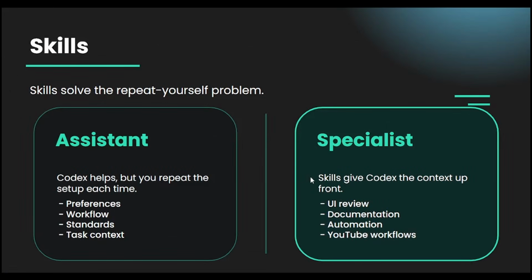Skills are reusable instruction packages for Codex. Instead of explaining the same preferences, workflow steps, and task context every time, you could save that behavior as a skill. Think of a skill like a specialist you could bring into the conversation. It gives Codex the right upfront context so it can handle a specific kind of task more consistently. Let's jump back into the Codex app and we'll look at where the pre-built skills live.